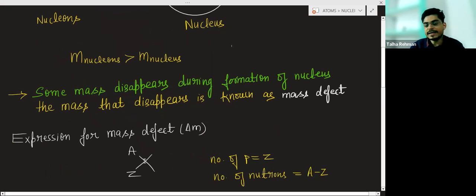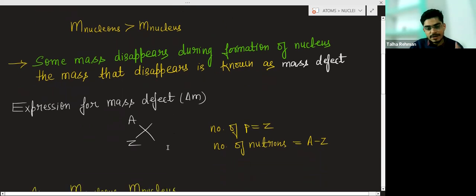Suppose this is some element X. This is the mass number, this is the atomic number. What is the mass number? What is the atomic number? Atomic number is basically the number of protons in the nucleus of this element. What is the number of neutrons? A minus Z is the number of neutrons. So in this element, Z protons are there, A minus Z neutrons are there. Remember this.